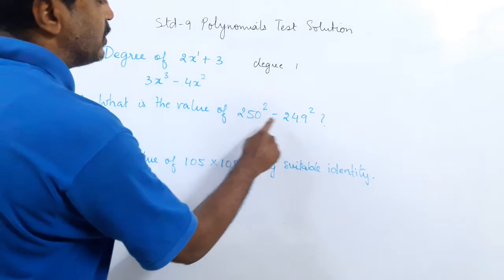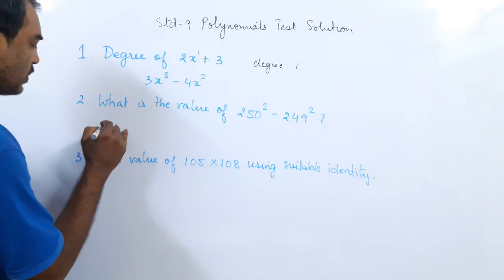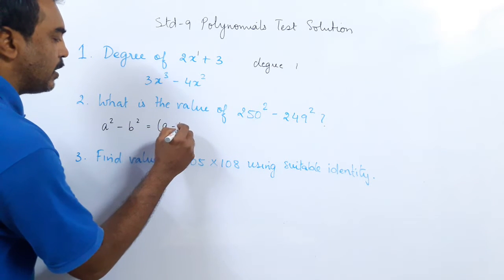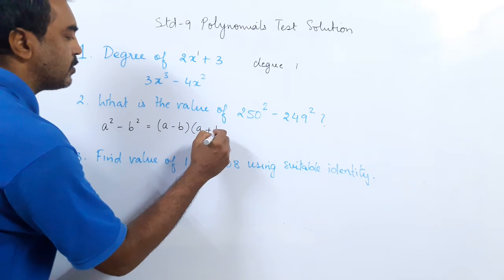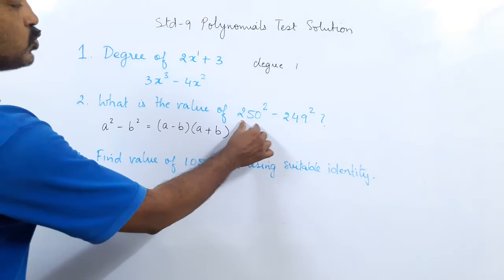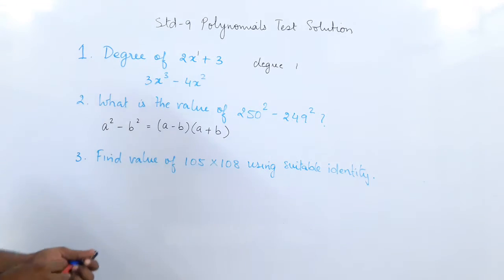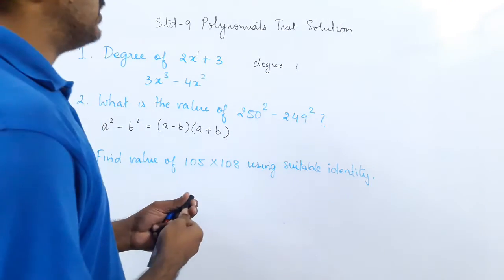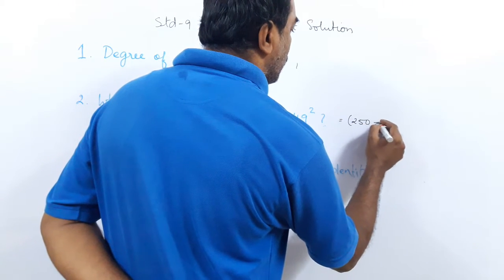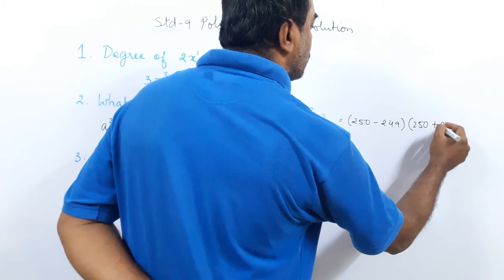Then the next question, one more question. What is the value of 250 square minus 249 square? Now here we are going to use the identity a square minus b square is a minus b into a plus b. We have to make use of this identity because the sum is 250 square minus 249 square. So a square minus b square is a minus b into a plus b. So 250 square minus 249 square is what? It is equal to 250 minus 249 into 250 plus 249.